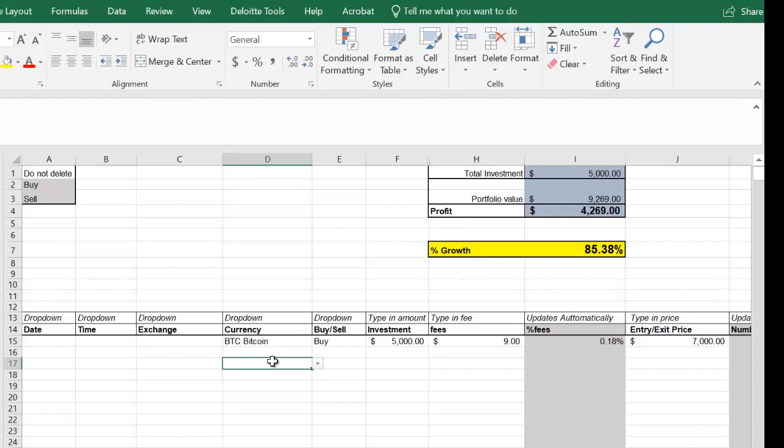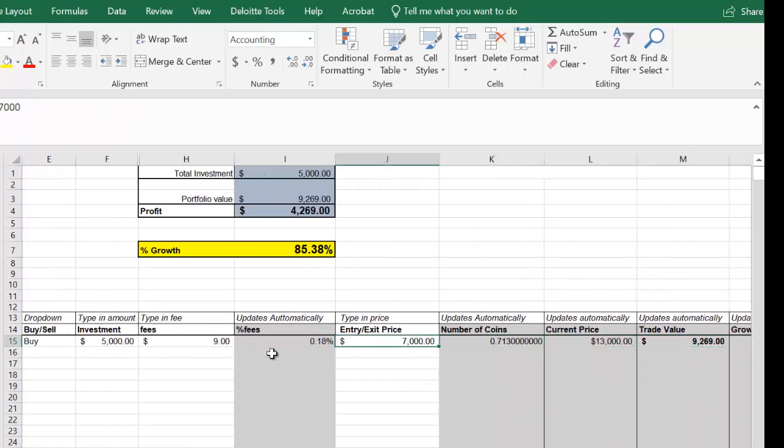I have my cryptocurrency trade sheet on the screen right now. So let's say you bought Bitcoin. You invested $5,000 in Bitcoin. And you got into Bitcoin when the price was $7,000. So that would give you approximately 0.7 Bitcoin. Now, let's say Bitcoin rose to $13,000. Your $5,000 investment would have grown to $9,269, which gives you a profit of $4,269.